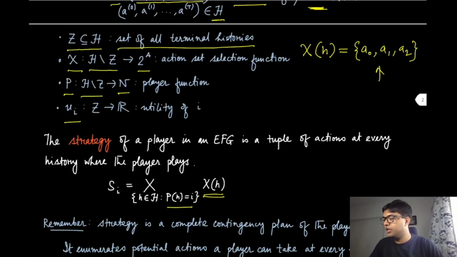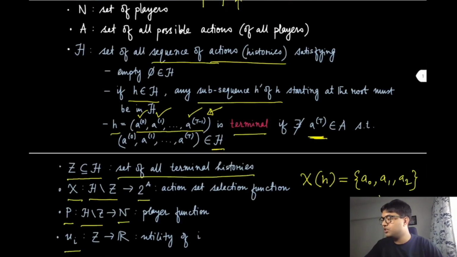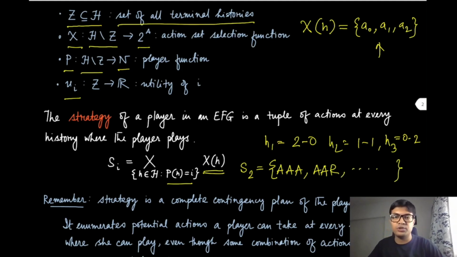So let's say the first history is h1, that was 2 0. The second history was 1 1, and these are nothing but the actions that have been taken so far. So 2 0 is one action, that is one history, 1 1 is another, and 0 2 is the third history. If you look at h3, which is 0 2, then you know that these are the 3 places where player 2 is going to play, and therefore there will be a tuple of 3 things in its strategy set. So S2 will have elements like accept, accept, accept, a tuple of 3 things. Similarly, accept, accept, reject is another strategy for player 2, and so on. You can fill it up with all possible such cases.